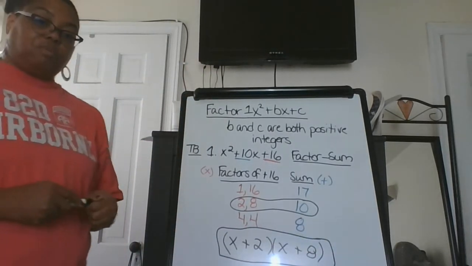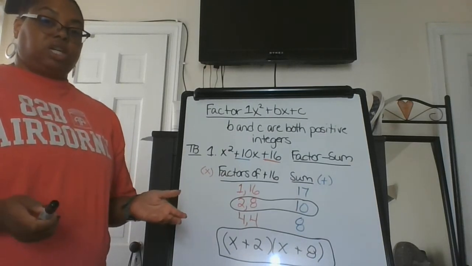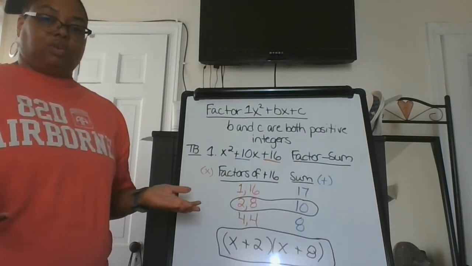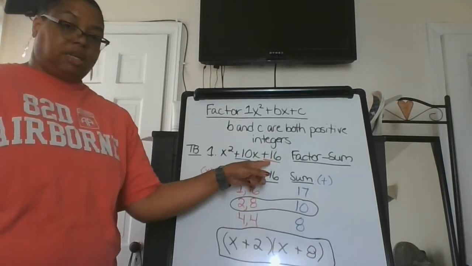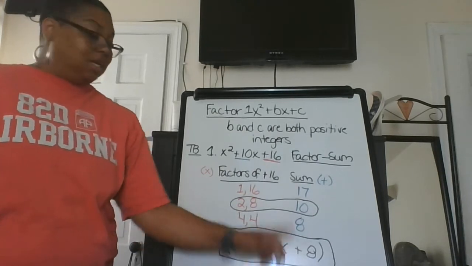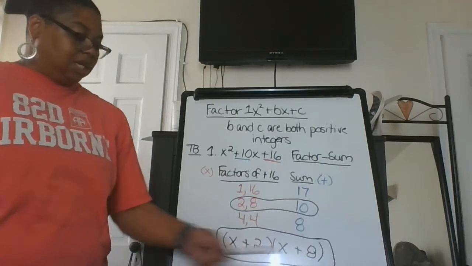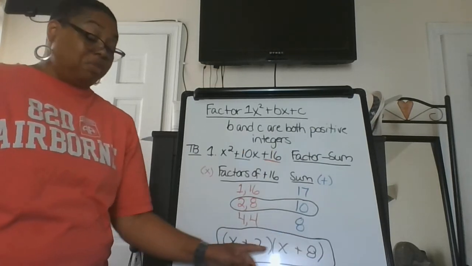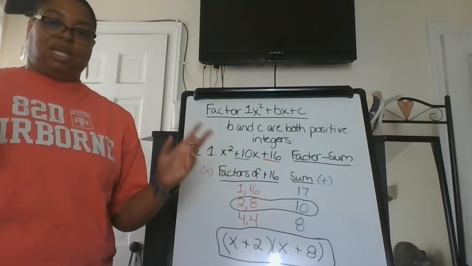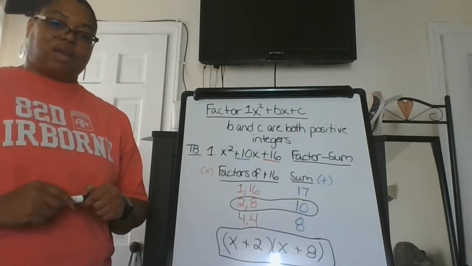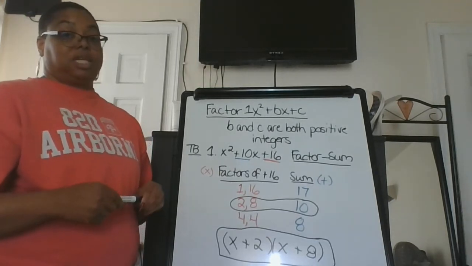You can use the FOIL method. There's a check on the textbook page to using FOIL if you want to check your answer, but I normally do this as a quick check. 2 times 8 gives me 16. 2 plus 8 gives me 10. Quick check. If you had put 1 and 16 here, 1 times 16 gets you 16, but 1 plus 16 gets you 17, and that doesn't get you 10. So that lets you know, red flag, that's incorrect. Okay, so that's your example from the textbook.